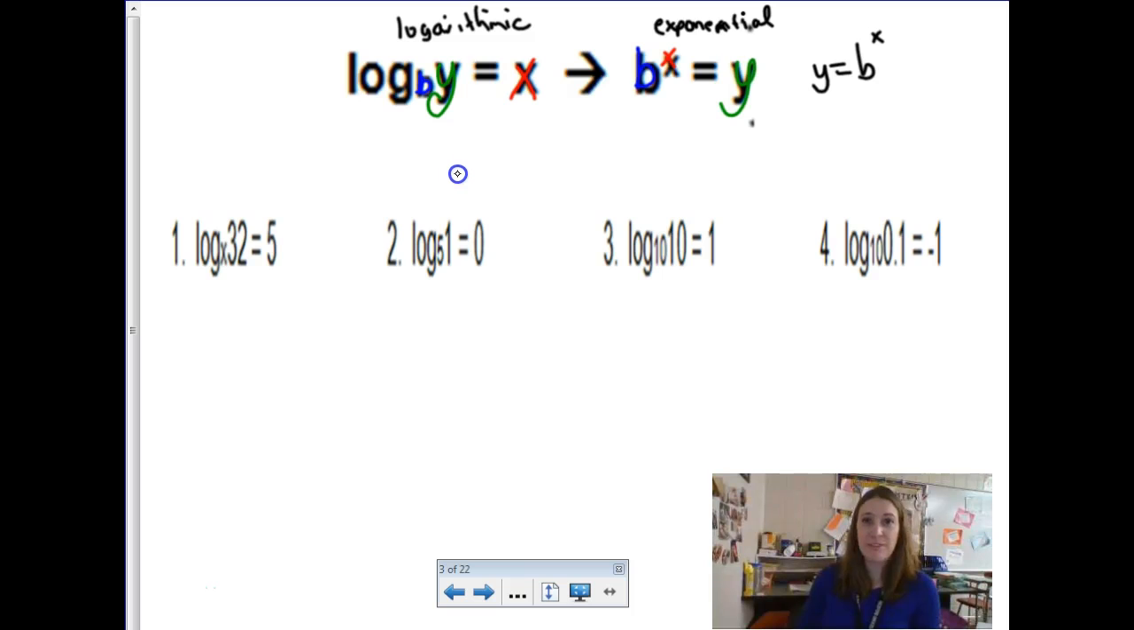So if I'm trying to do some evaluation, I think better in exponential form, because guess what, guys? I don't have logarithms memorized. I'm not a computer. I do have some. I'm not a supercomputer. All right, so here we're going to take this logarithmic form and we're going to rewrite it into exponential form.